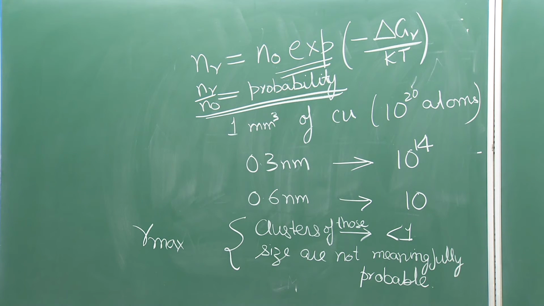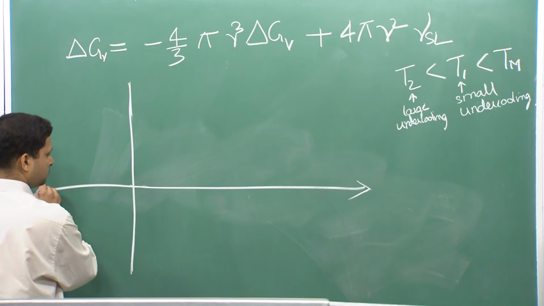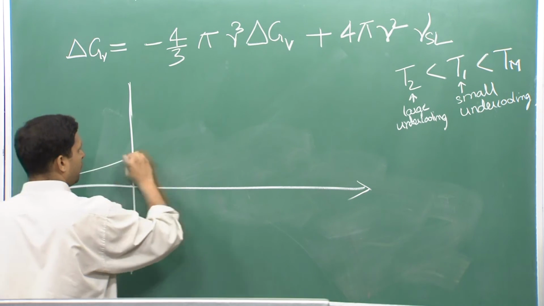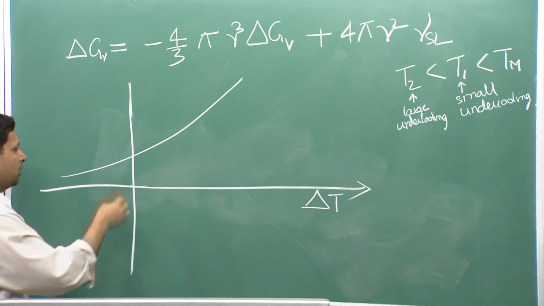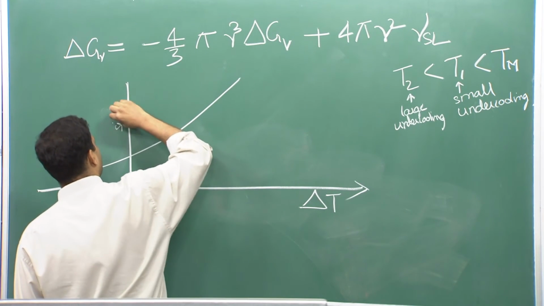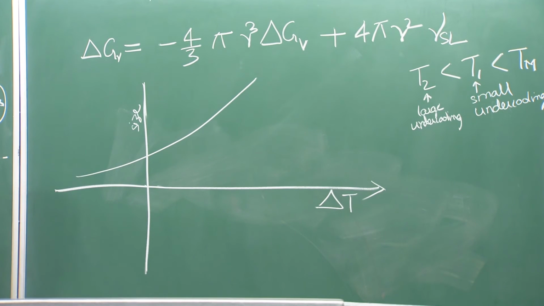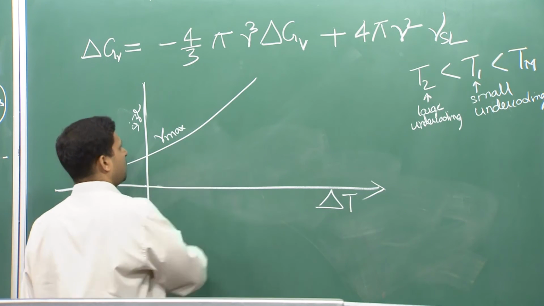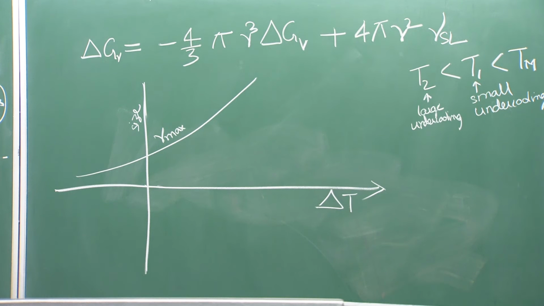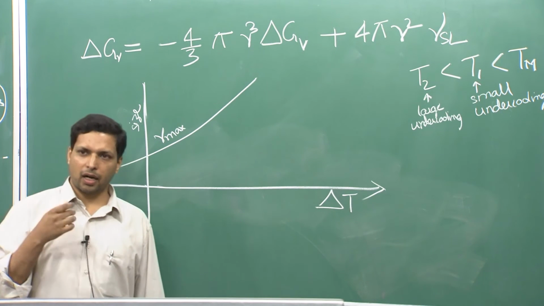It is not very difficult to show that if you plotted R max, it will increase, where on the x axis you have delta T. So you are increasing the undercooling, and over here you have the size. If you keep increasing the undercooling, your R max, the maximum size that is possible, keeps increasing, meaning there is a higher and higher probability of getting even larger size clusters.